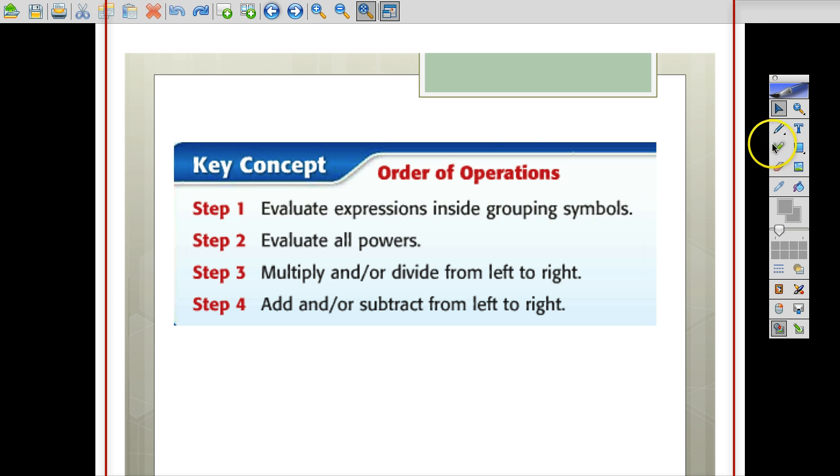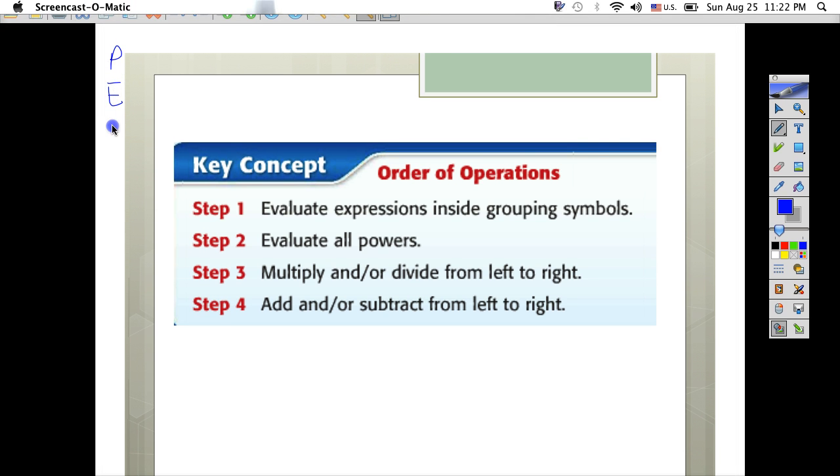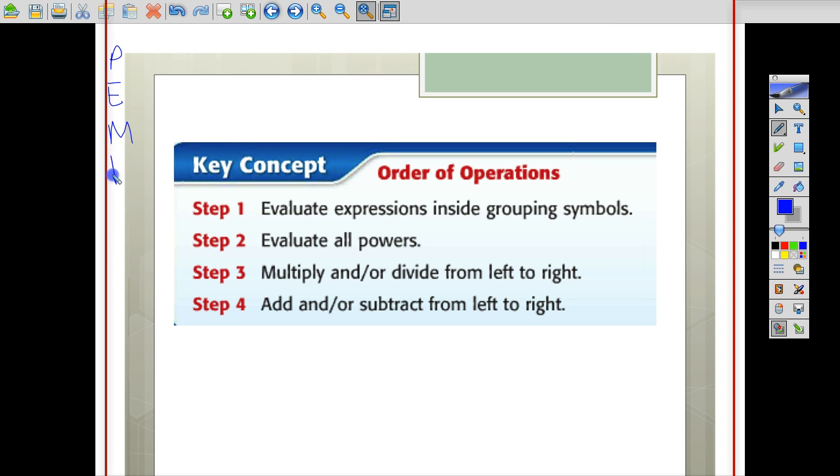I had a student before who used different acronyms. He used please eat my delicious apple strudel. So you can come up with your own by all means, as long as you remember what they stand for. A lot of you have heard please excuse my dear Aunt Sally, or PEMDAS if you pronounce it out. But the really important thing is you need to know what they stand for.